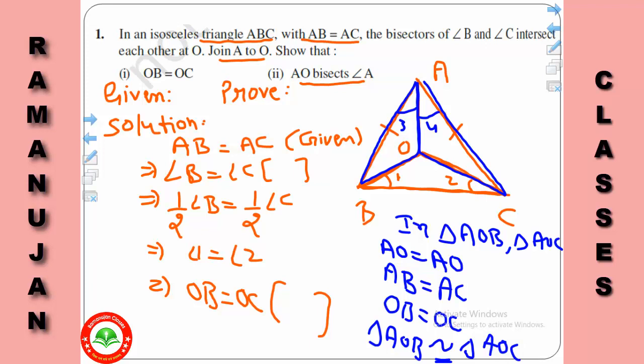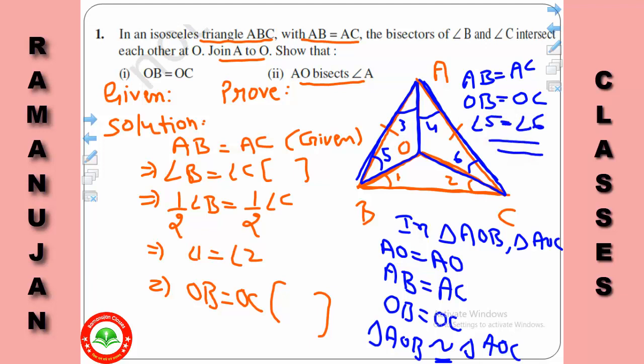So you can prove AOB and AOC congruent by another rule also. We have AB and AC are equal. OB and OC are also equal according to part 1. And we will take this 5 and 6 angle. We can take this because they are half of B and C. 5 and 6 are equal.